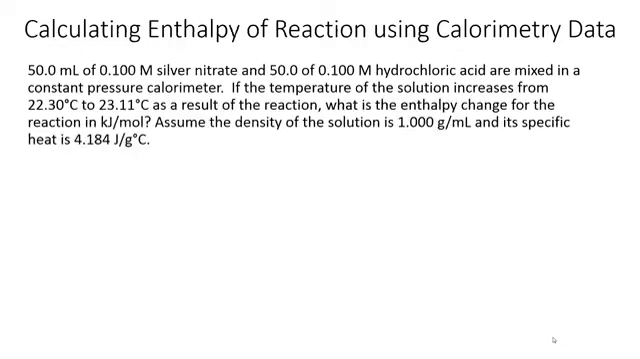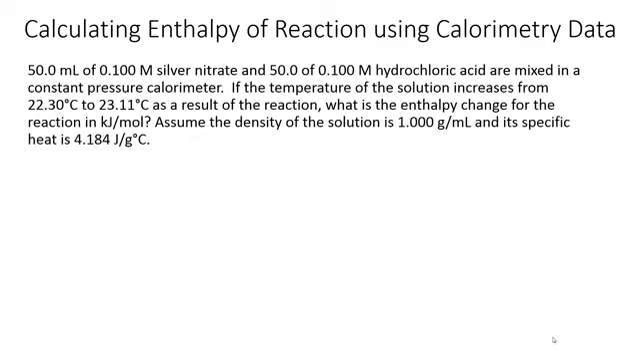Let's presume that we want to mix 50 milliliters of 0.1 molar silver nitrate with 50 milliliters of 0.1 molar hydrochloric acid in a constant pressure calorimeter. If we do this and the temperature of the solution increases from 22.30 degrees Celsius to 23.11 degrees Celsius as a result of the reaction, the question is, what is the enthalpy change for the reaction in kilojoules per mole?